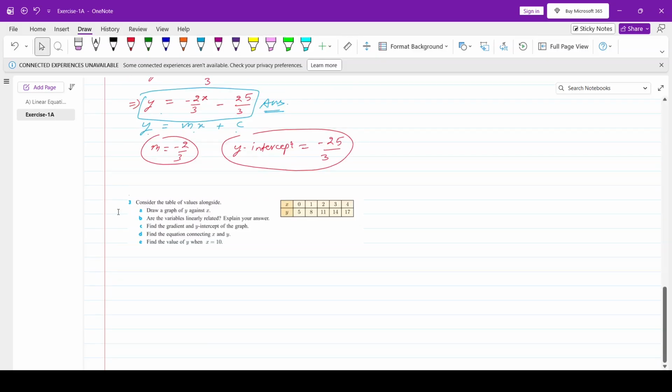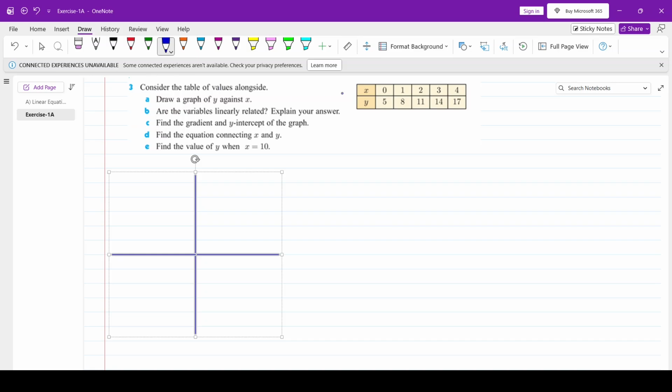Moving on to question number 3, consider the table of values alongside. Now we have some values of x: 0, 1, 2, 3, and 4, and the corresponding values of y for those values of x. That is 5, 8, 11, 14, 17. Now the question is asking us to draw a graph of y against x.